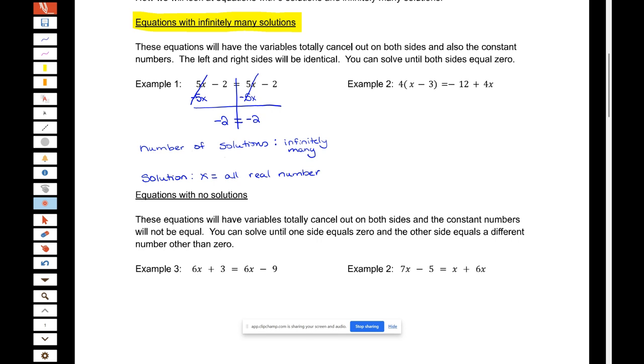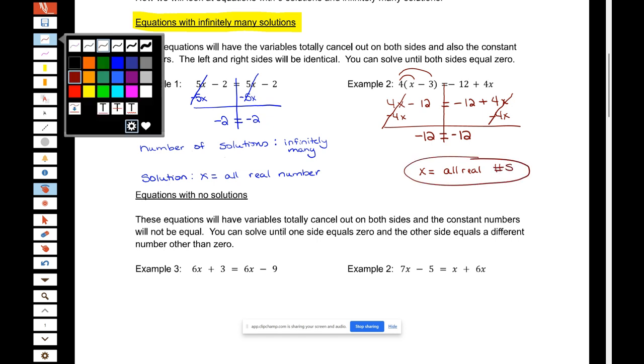All right, there's a second example like this here. I would recommend that you solve it to see that it turns out to be infinitely many solutions, and then come back and check it. So maybe pause the video now and do that. All right, now I'm going to go ahead and finish solving it. So if we distribute, 4x minus 12 equals -12 plus 4x. Okay, so now I'm going to subtract my 4x to get it over to the other side, but oops, everything's going to cancel. I have -12 equals -12, which is a true statement. So x equals all real numbers.